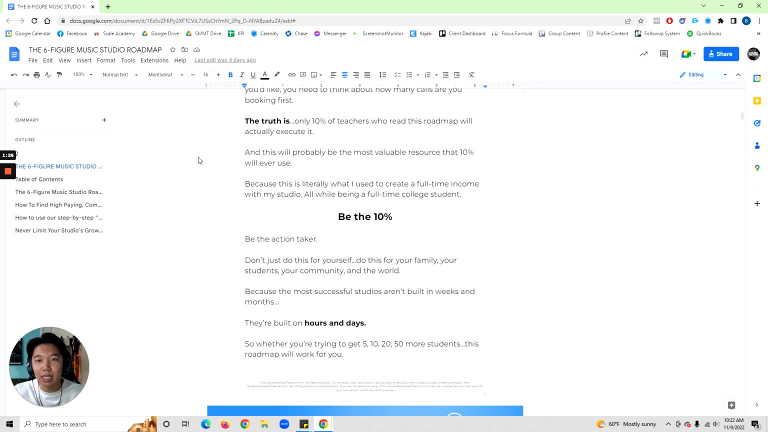Because the truth is that only 10% of teachers who read this roadmap will actually execute it. And again, this isn't my first resource that I'm giving out. I've seen this time and time again, and it's totally normal, right? You get a free resource, you kind of toss it to the side. You don't know if you're going to use it, but I want to let you know that this will probably be the most valuable resource that the 10% will ever use, right? Because this is literally what I have used to create a full-time income with my studio, all while being a full-time college student as well.